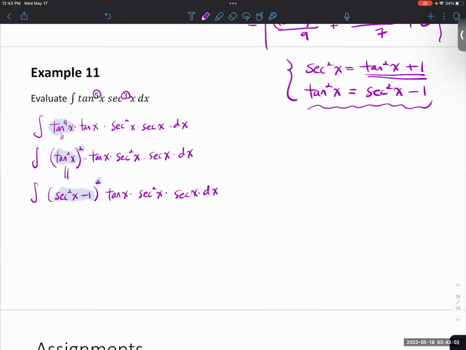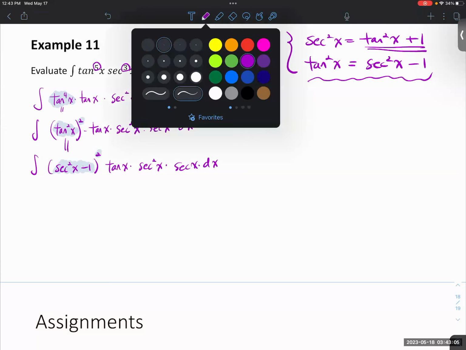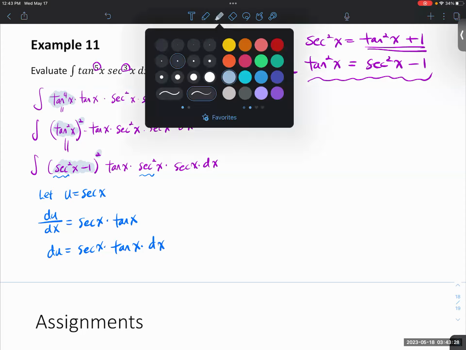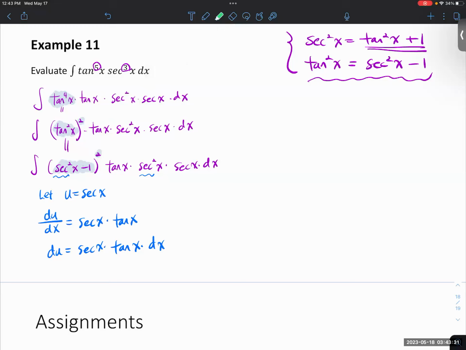Okay, keep thinking. Now what are you going to do? You see now better, secant x has been squared, so this is a substitution. Let u equal secant x. So du over dx is going to be secant x tangent x. du will be secant x times tangent x times dx. Do I have that information? Where secant x tangent x dx, they are going to be du, correct?